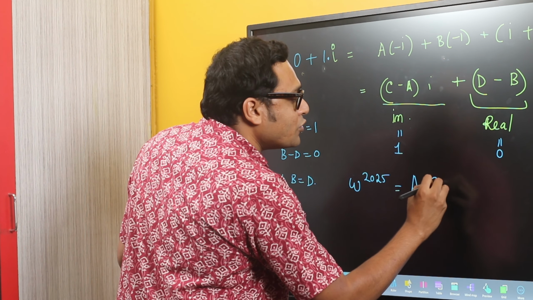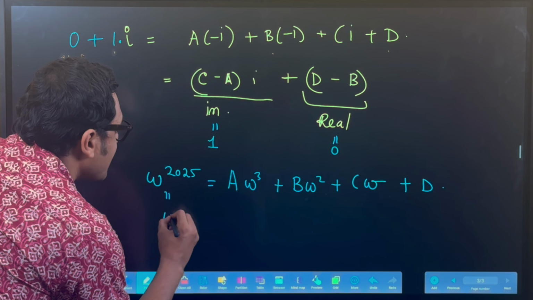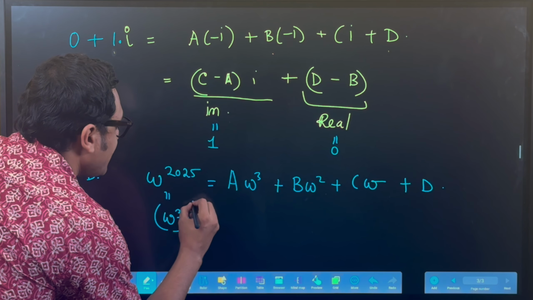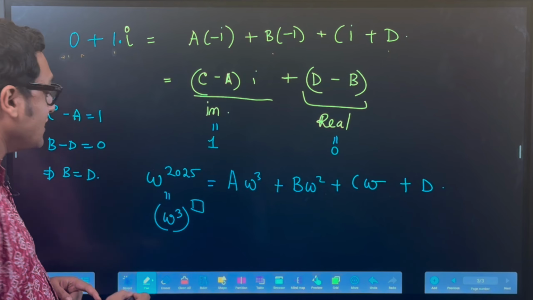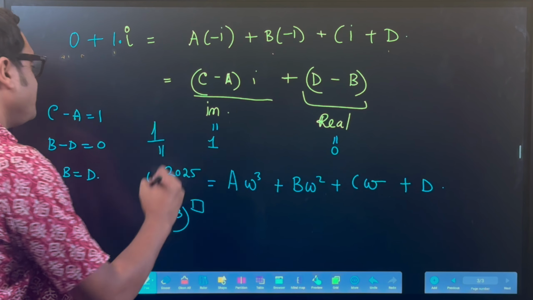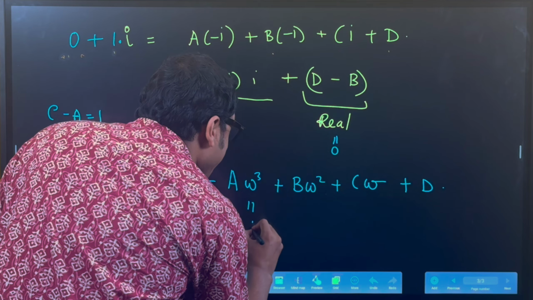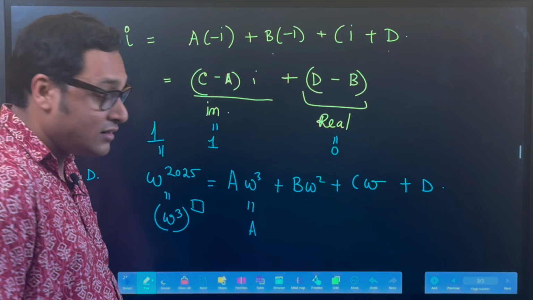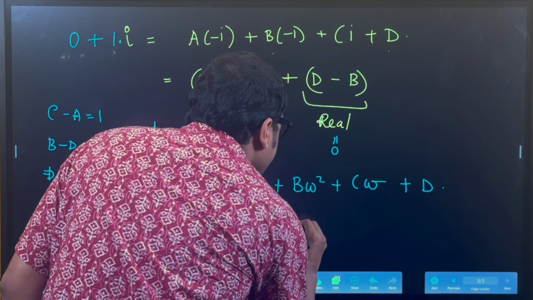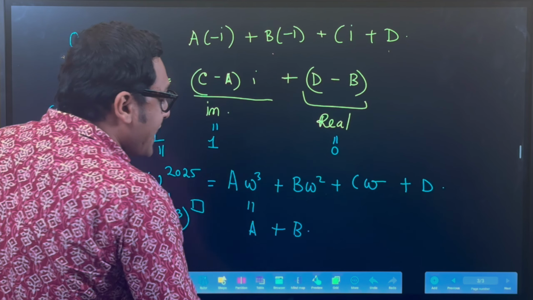2025, you just add the numbers, 2 plus 2 plus 5, it's 9. It's a multiple of 3. So that's a test whether something is divisible by 3 or not. So omega to the power 2025 is actually omega cube to the power something, and omega cube is 1. So this part is just 1. Awesome. And this one is A, omega cube is 1, plus B times, I have to write down omega square.